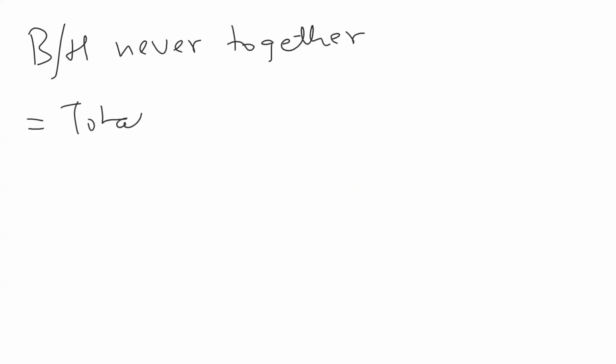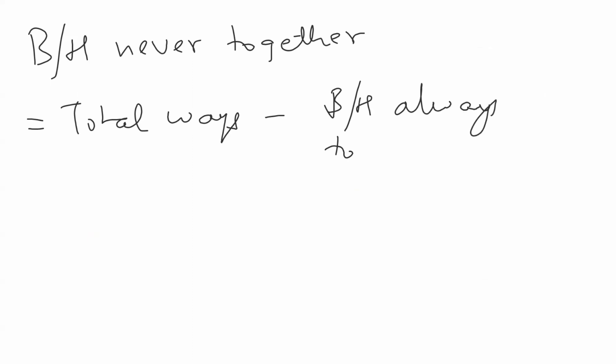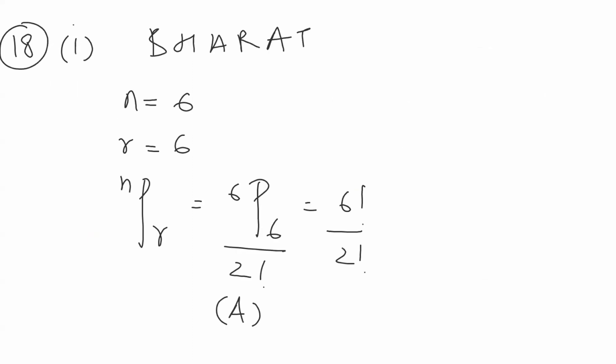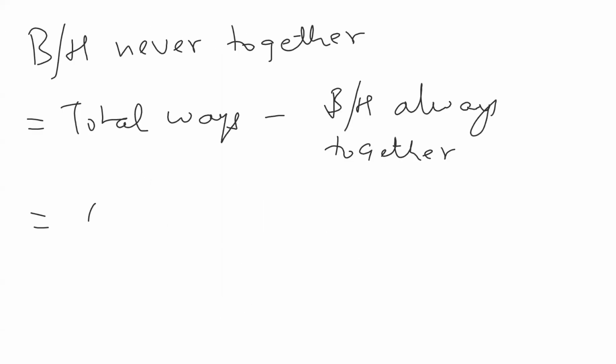So B, H never together is equal to total ways minus B, H always together. Do you agree? Total ways as in without any condition. Yes, sir. 6 factorial upon 2 factorial minus 5 factorial. Answers you can calculate on your own whenever you are free. But then logic is more important.